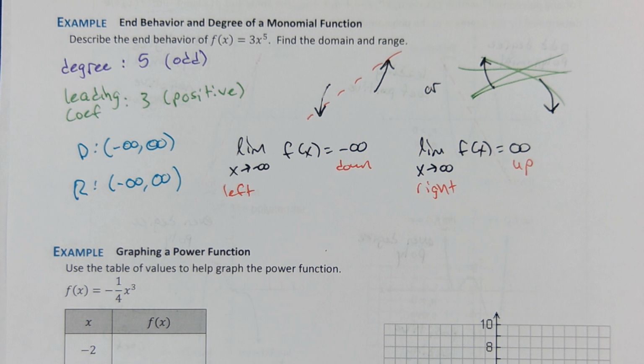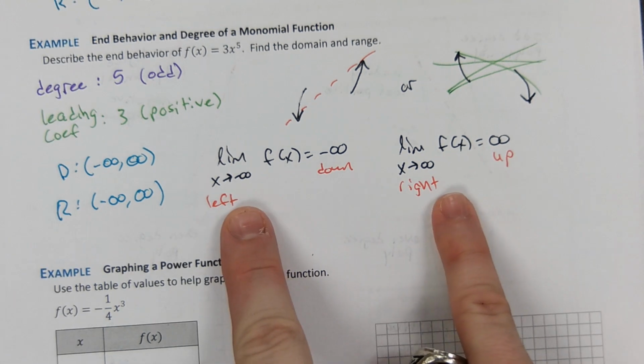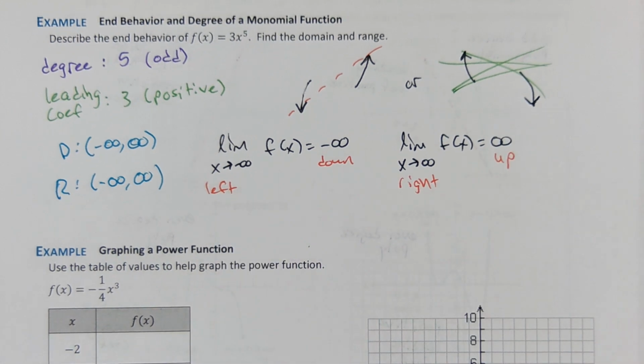Identifying end behavior using limit notation. Identifying the degree. Are all of these things easy enough? Nice little baby steps for this chapter. Okay. Sounds good to me.